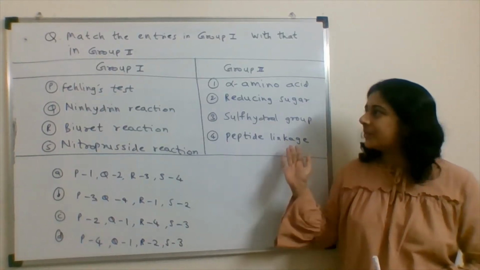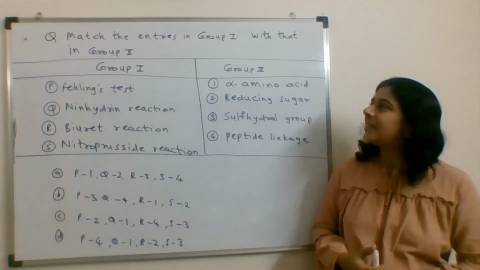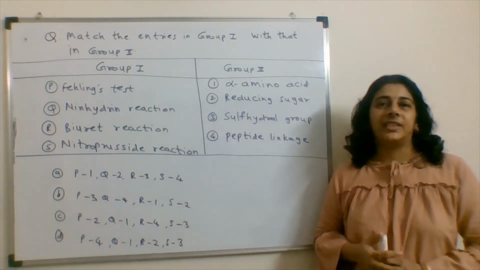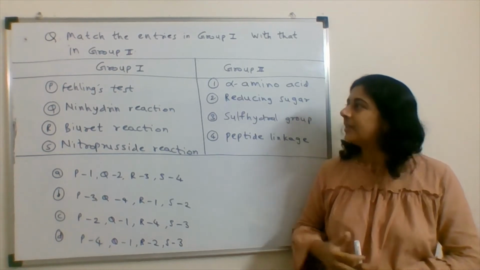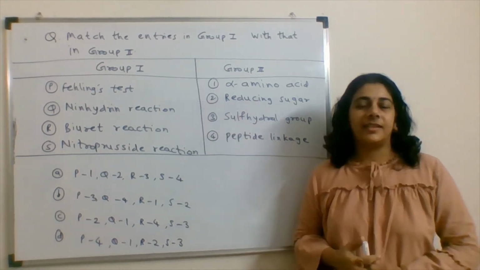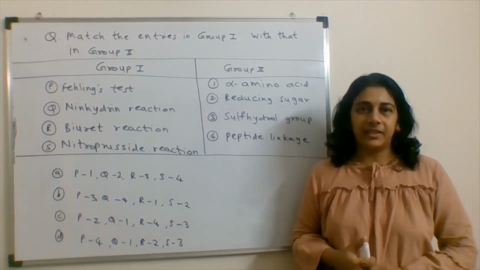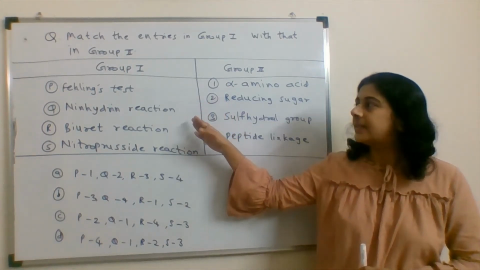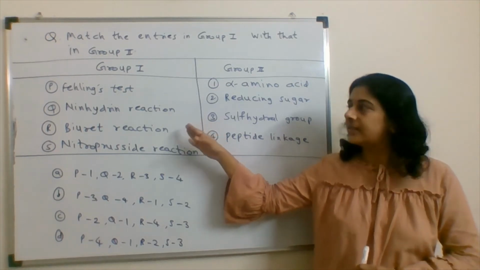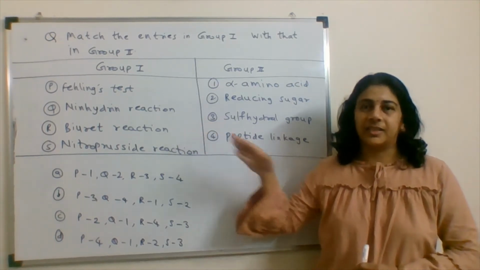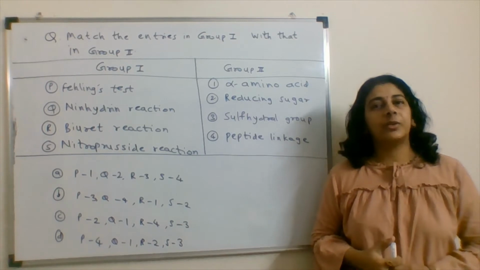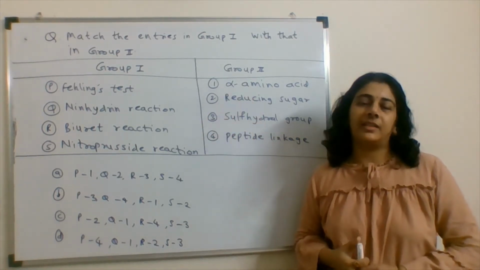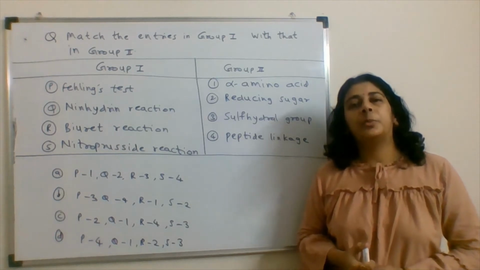So let's have a question for today's video. Match the entries in group 1 with that in group 2. In group 1, the names of different tests are given. First one is Fehling's test, another is Ninhydrin test, biuret reaction and nitroprusside reaction. So these are the different biochemical tests given in group 1.